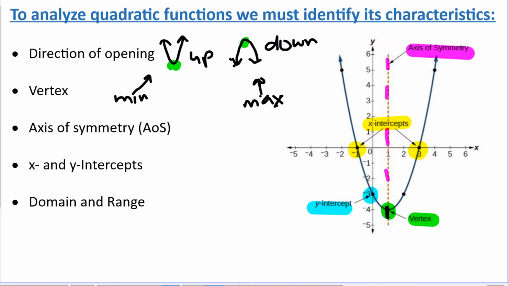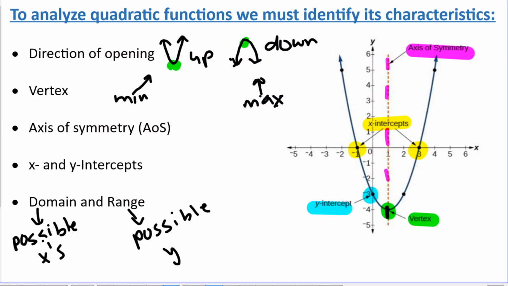We also in the past have talked about domain and range. Remember domain, it talks about all the possible x's. So essentially how far left and how far right will this graph go, ignoring any vertical change. And then the range, we talk about our possible y's. Where does this graph exist? How far does this graph go up and how far does it go down? What y's are we able to get as a result?